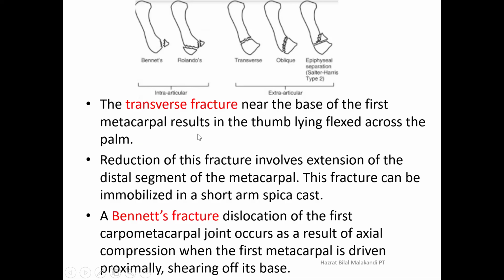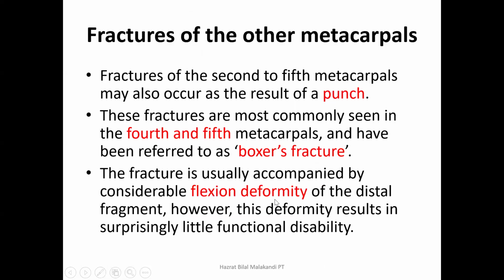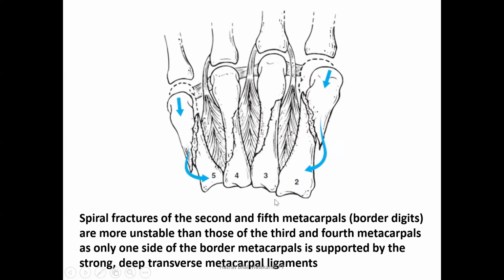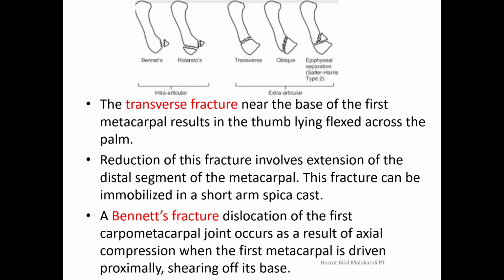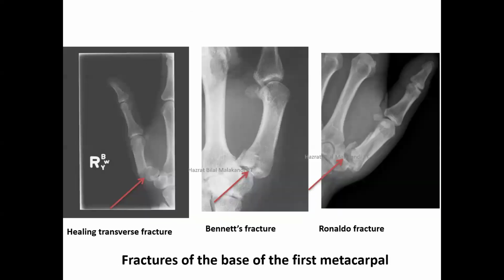The transverse fracture near the base of the first metacarpal results in the thumb being flexed across the palm. Reduction of this fracture involves extension of the distal segment of the metacarpal. This fracture can be immobilized in a short arm spica cast. On the other hand, the Bennett fracture, with dislocation of the first carpometacarpal joint, is a result of axial compression when the first metacarpal is driven proximally, shearing off its base.